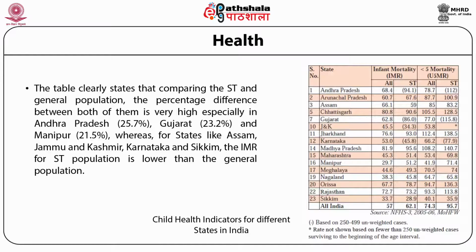In Andhra Pradesh, you can see the infant mortality rate for all population is 68.4, whereas it is 94.1 for scheduled tribe. In Arunachal Pradesh, it is 60.7%, whereas for scheduled tribe it is 67.6%. For Assam, it is 66% for all population, whereas 59% for scheduled tribe.